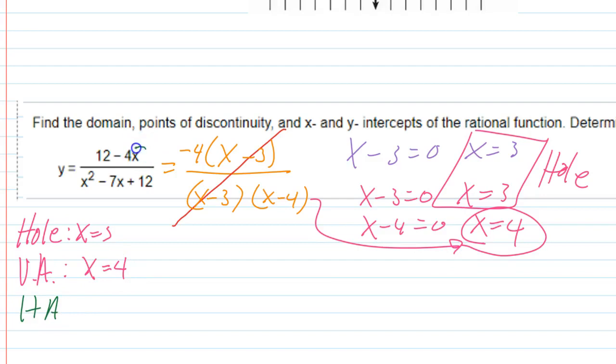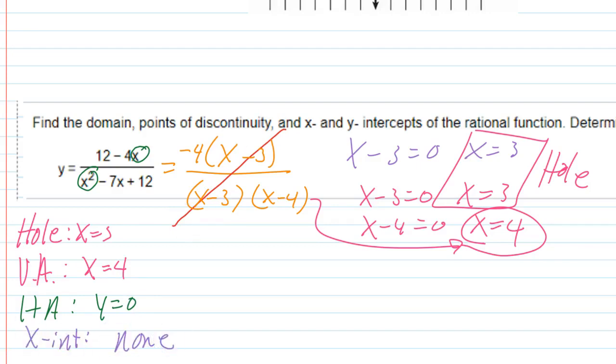Our horizontal asymptote is based off of the degrees. So we have a larger degree on the bottom versus the top. On top we only had an x, on the bottom we had an x squared. That means our horizontal asymptote is going to be the line y is equal to 0, and that just came right out of the vocabulary. Our x-intercept would be what's on top, and remember what's on top canceled out, so there are no x-intercepts.